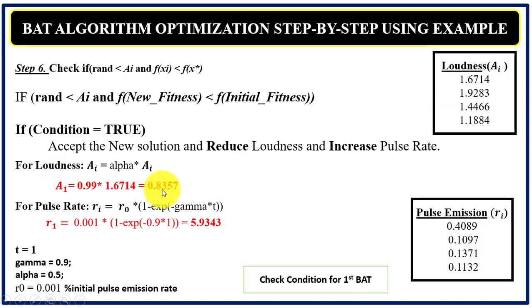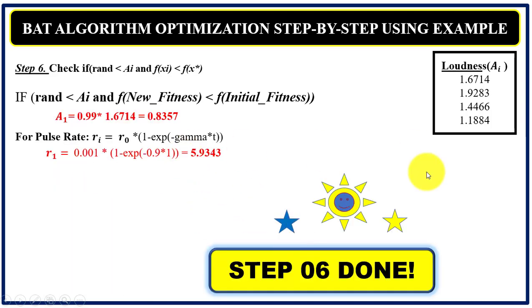Now we will increase the pulse rate. For this you can use this equation here. The value 0.001 plays a major role, that is the step size used by the microbat. It makes a major impact on the new solution. When you apply this, you get this value, and you can see it is greater than the initial pulse rate. So we increase the pulse rate and decrease the loudness. Now step number 6 is done.